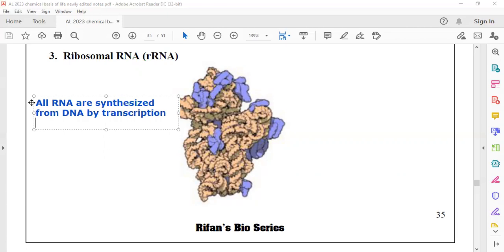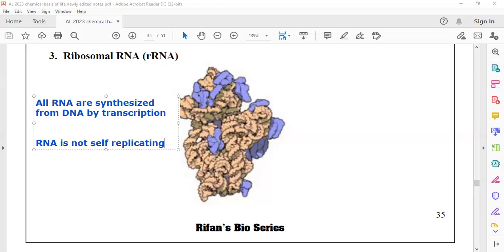Whatever the RNA it is, it is synthesized from DNA by the process called transcription. If the transcription is not there, RNA cannot be made. RNA is not self-replicating. It cannot make its own copy. One RNA there, another 2 copies needed, means RNA will not replicate. To make RNA, we need DNA. From DNA only, RNA will be manufactured.